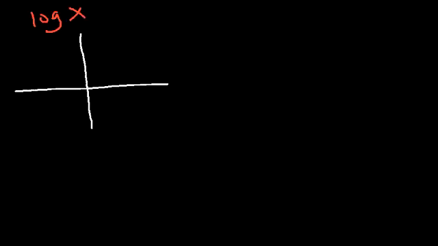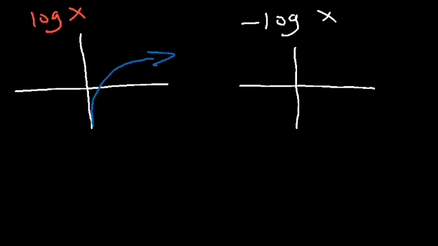Now let's talk about the transformations of this graph. So as you can see, log x basically has a vertical asymptote of x equals 0, and it goes towards the right. That is, it moves towards quadrant 1. Now what if we have negative log x? What's going to happen? How will the graph change? If you put a negative in front, it's going to reflect over the x-axis. So it's going to look like this.